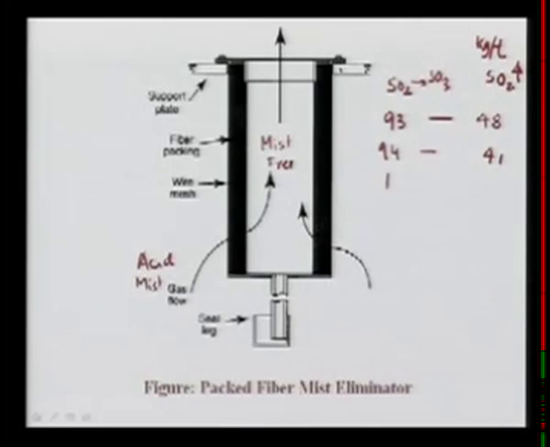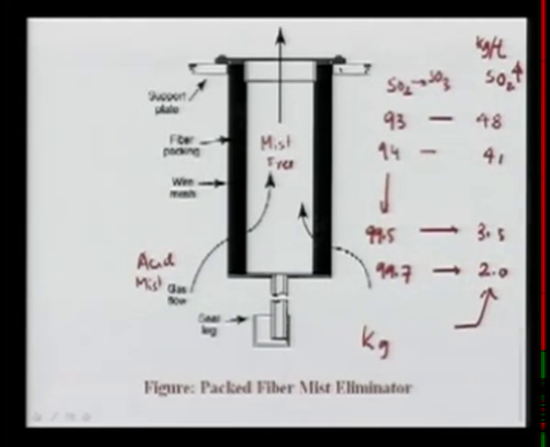And if you keep on improving your efficiency, and suppose you are reaching 99.5, the emission of sulfur dioxide reduces so much that it can become 3.5. If you further improve the efficiency of conversion of SO2 to SO3, let's say 99.7, this can even become around 2.0. Again, don't forget the units I am referring to here are kg of SO2 per ton of acid.